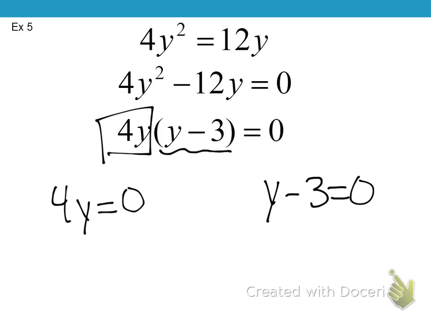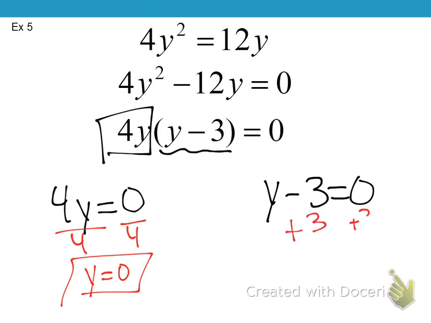All right, how do I solve that first one? Divide by 4. Divide by 4. So y equals 0. Now, the way they did it, they said 4 equal to 0. That didn't give you a solution. Y equal to 0, that gave you y equals 0. I think it's easier just to divide both sides by 4. So that's why it looked a little different. It's the same answer, though. All right, in the back, y minus 3 equals 0. Add 3. Add 3. Y equals 3.